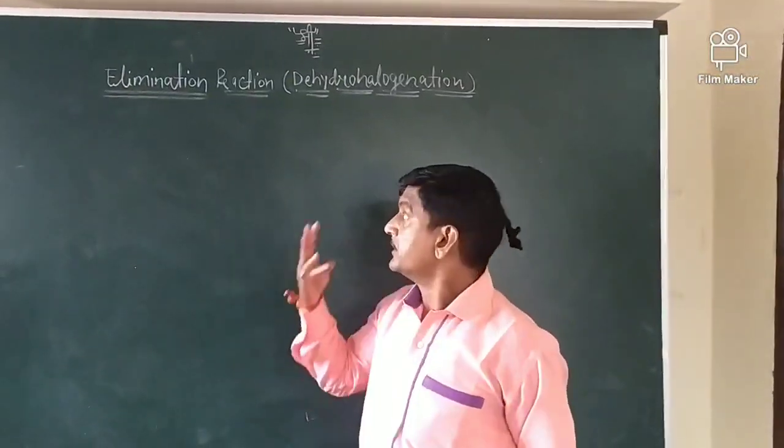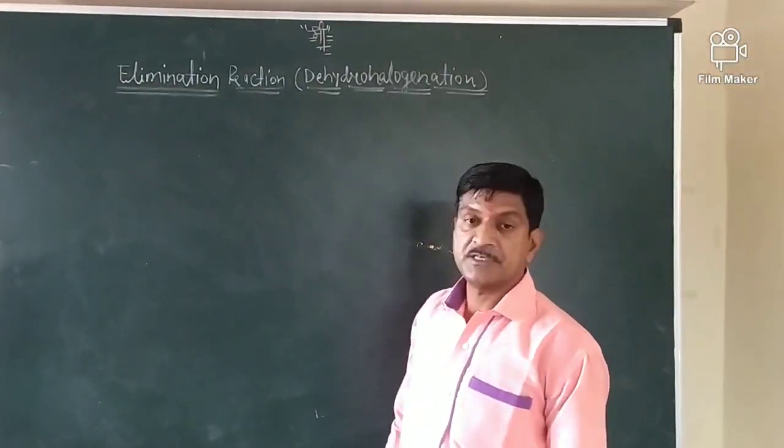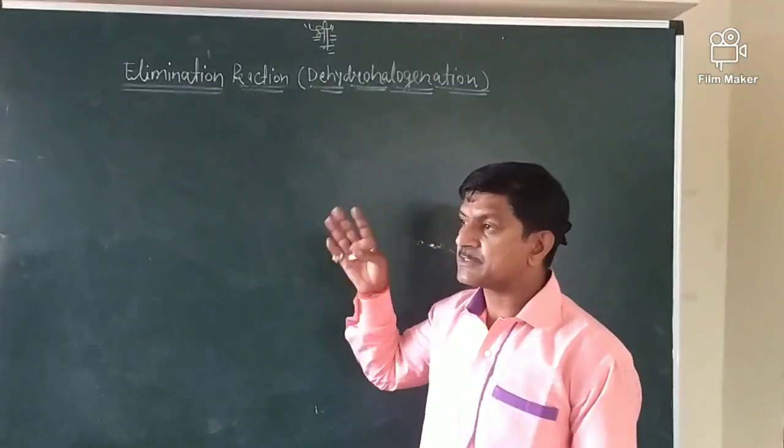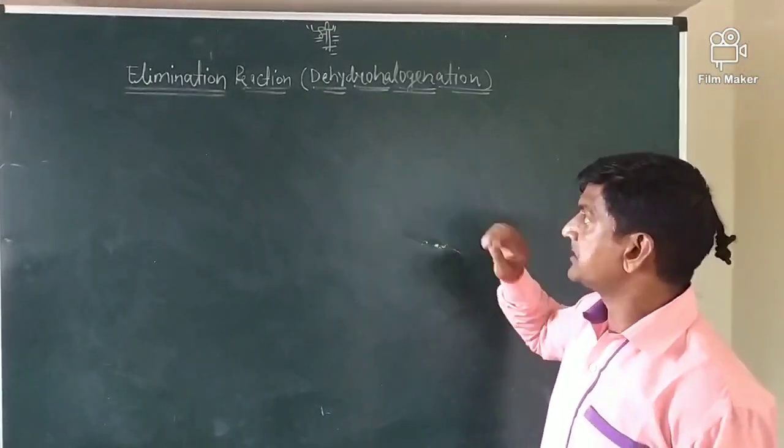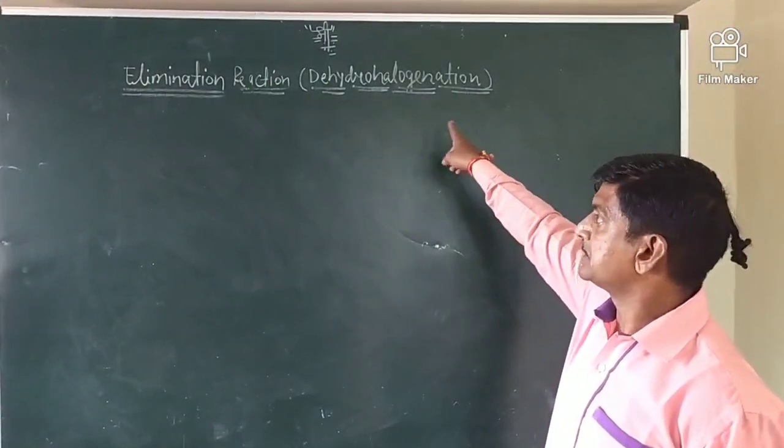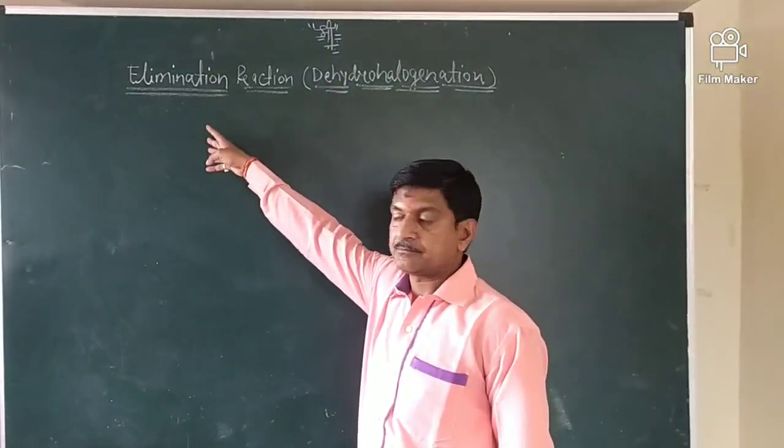Students, today's topic is elimination reaction. This is also known as beta elimination reaction. Elimination reactions are dehydrohalogenation reactions. Elimination means to eliminate.